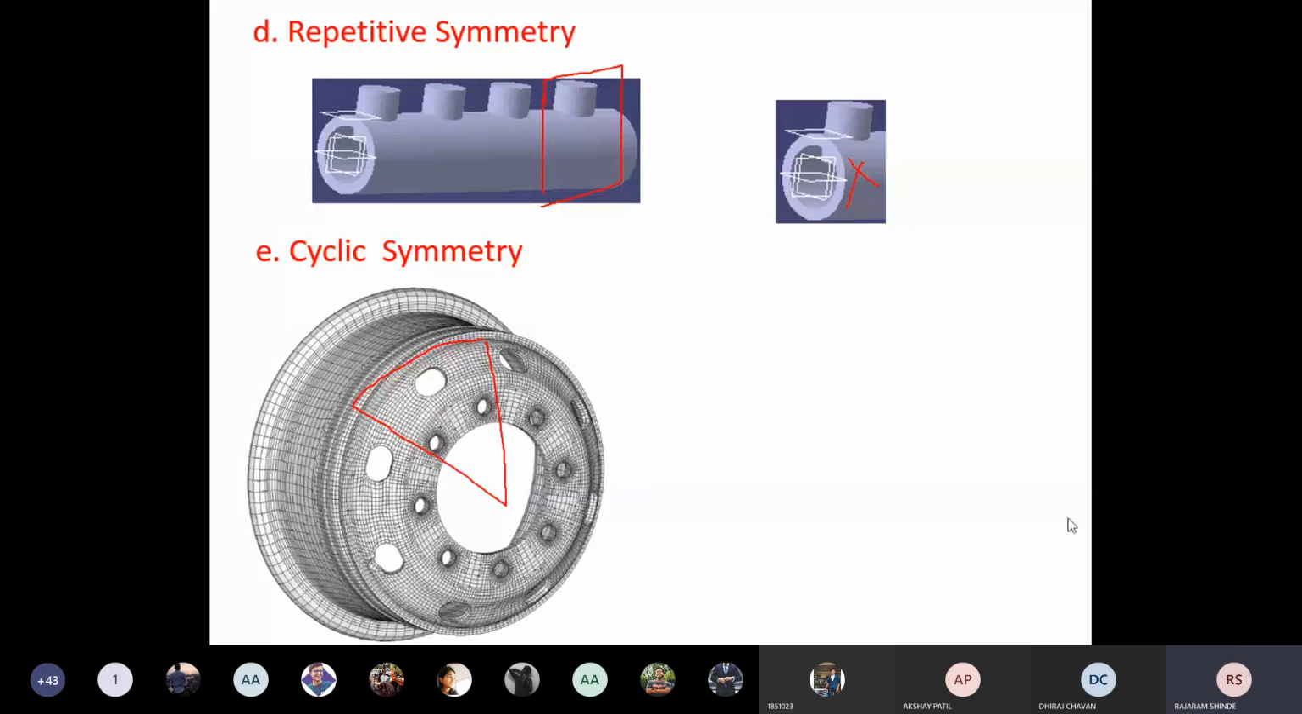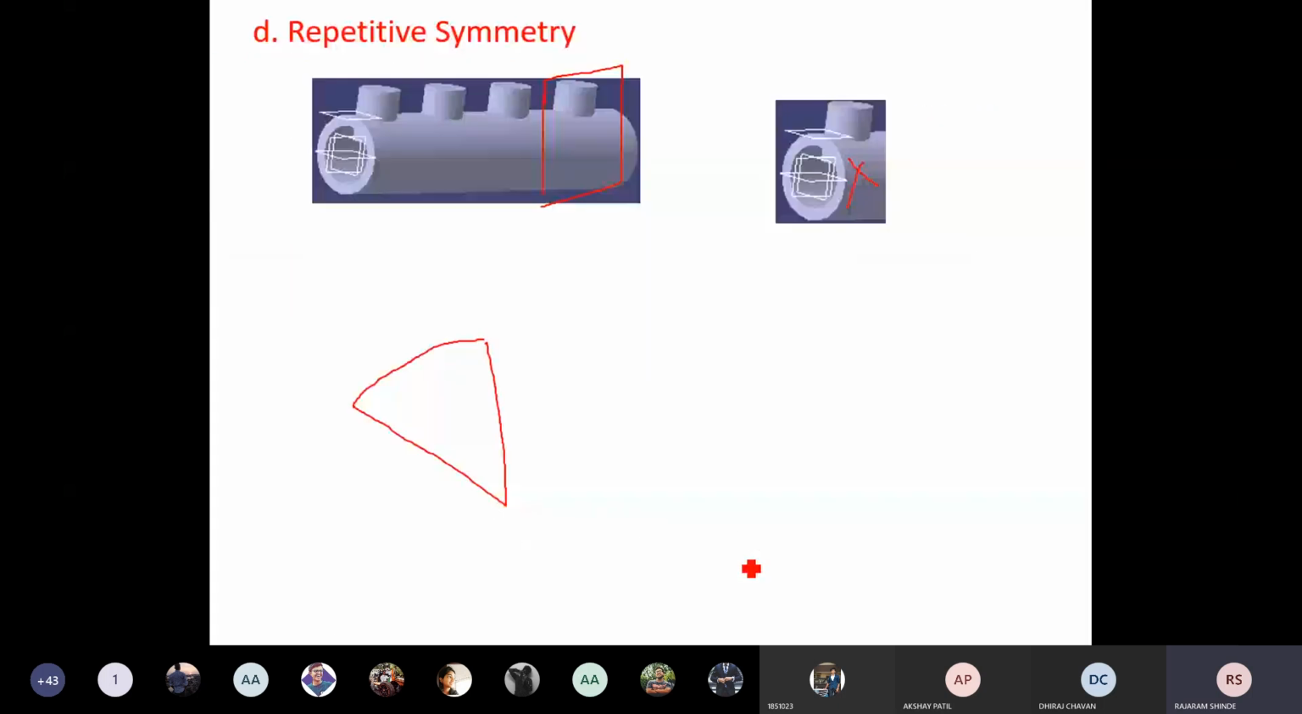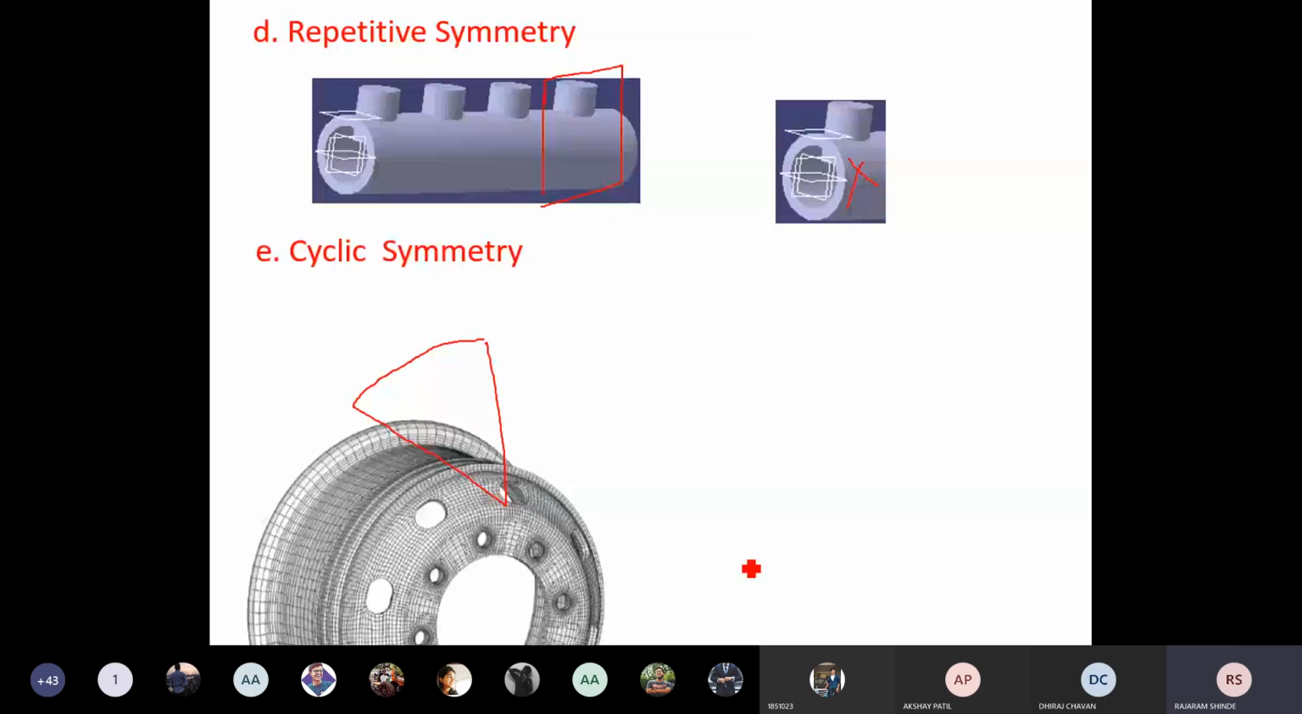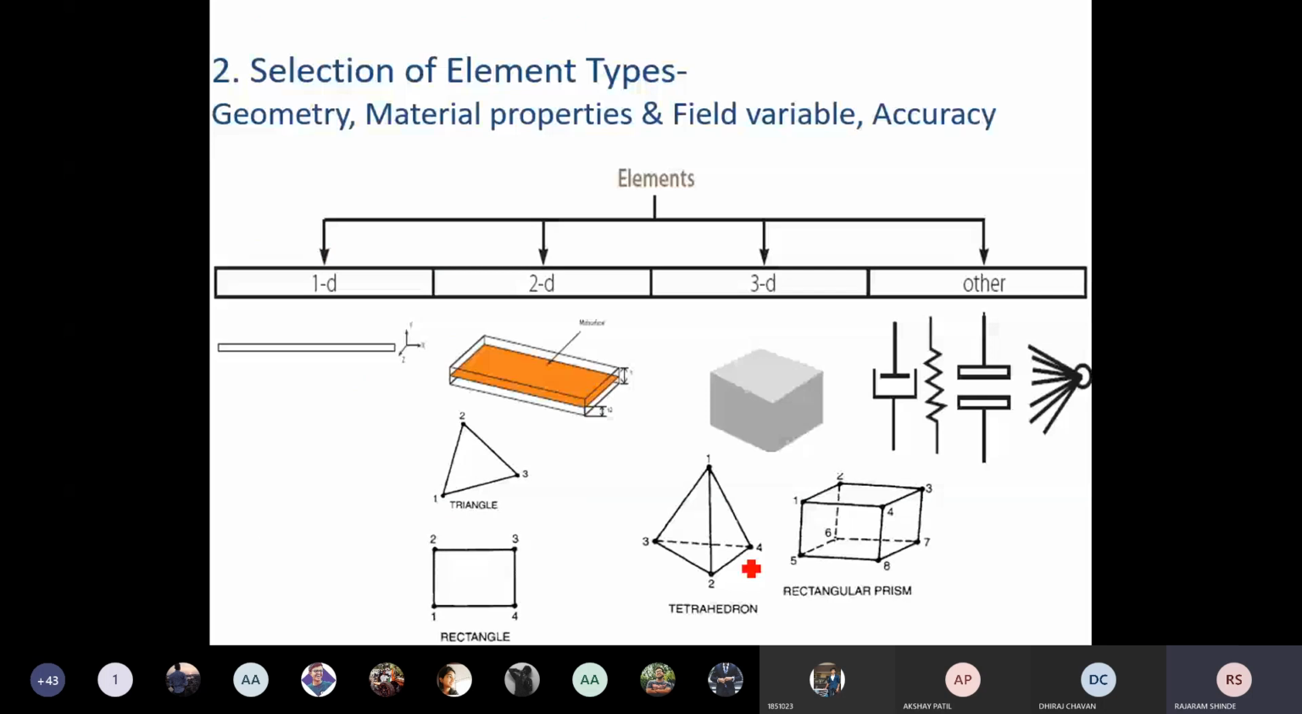Yes, sir. Okay, next I will go to the next topic. Now, after reducing the size of the problem by using symmetry, you have to select the elements. I have already explained how to select the elements, whether one dimensional or two dimensional elements. I will not repeat this. If one dimension is bigger as compared to the other two dimensions, you have to go for one dimensional elements. The two dimensional element shapes are the triangular element and the quadrilateral element, and the three dimensional elements are the tetrahedron, rectangular prism, or brick element.